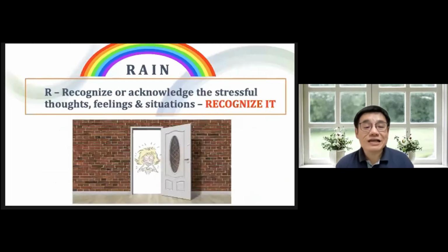Okay, let me go into a little more detail on each of the steps. R is to recognize or acknowledge the stressful thoughts, feelings, and situation. The keyword is to recognize it. This is similar to the acceptance in the AAN model. As I mentioned, the first step is like recognizing that there is a visitor at the door. There are stress symptoms. There is a stressor, recognized as a visitor.